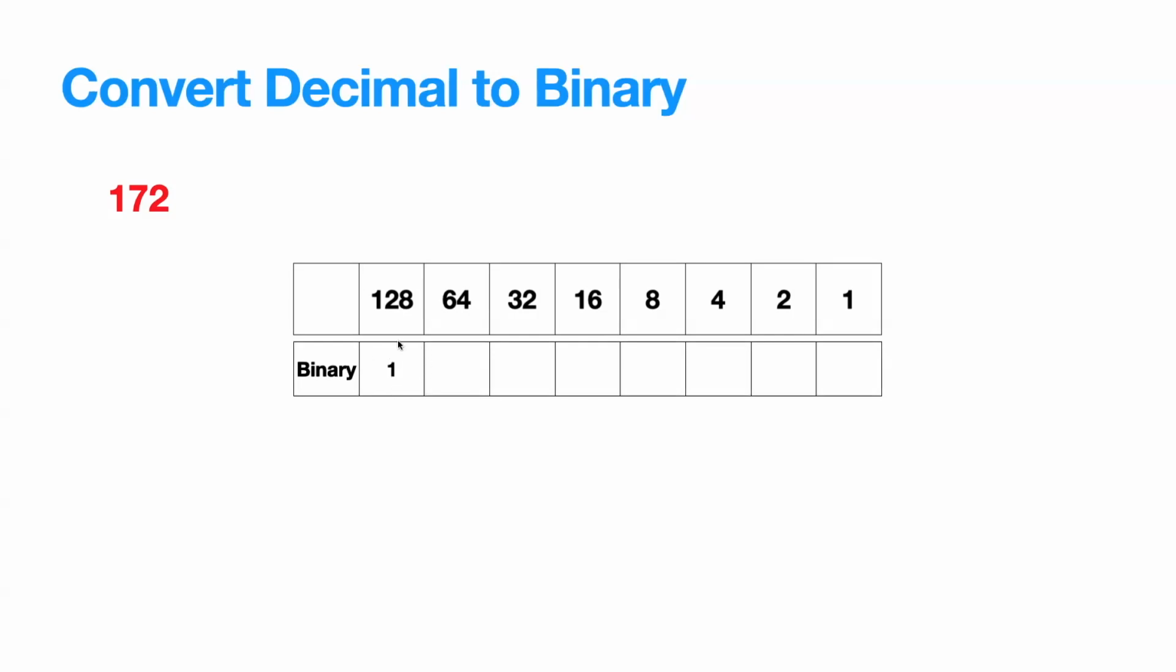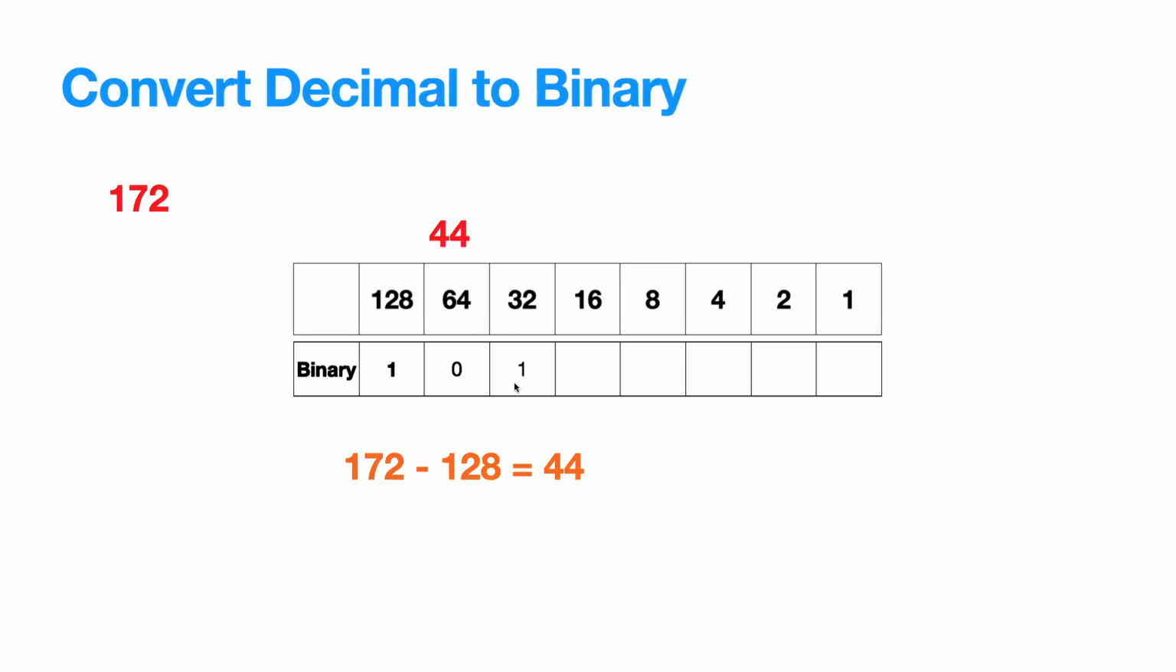Whenever we put 1 in the binary column, we have to find the difference between these two values, the decimal value and the table value. So 172 minus 128 is 44. Using this remaining value, we start comparing. Is 44 greater than or equal to 64? It is less than, so we use 0. Now move to the next column, 32. Is 44 greater than or equal to 32? Yes, it is greater. So we put 1.